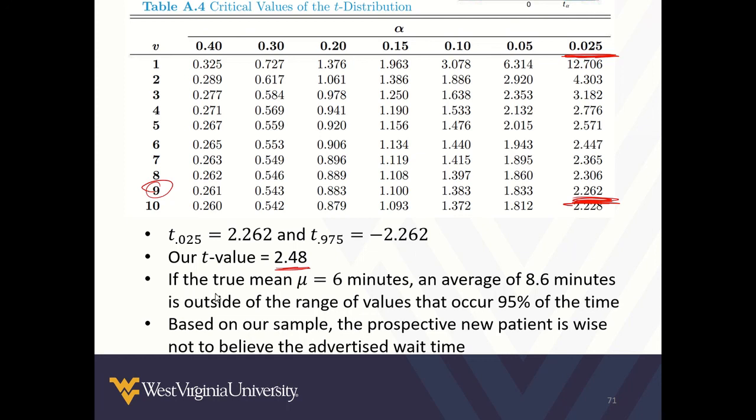So this means that if our true mean is 6 minutes, an average of 8.6 minutes is outside the range of values that occurred 95% of the time. And so based on our sample, the prospective patient is wise not to believe the advertised wait time.